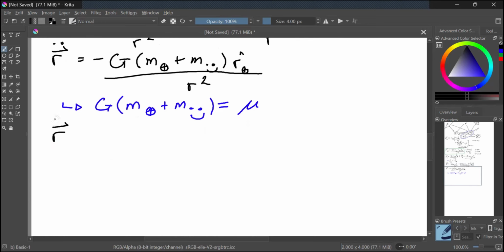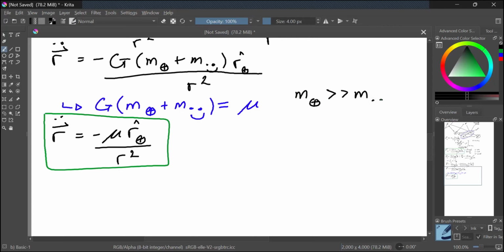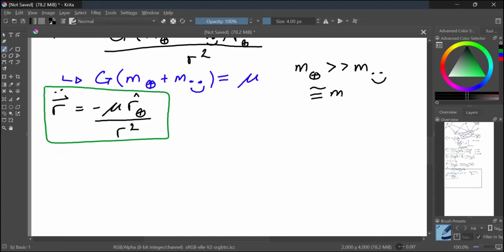So then our acceleration becomes minus mu r hat over r squared. And this works as our total acceleration, especially since the mass of the Earth is so very much larger than the mass of our satellite. So we can effectively just say that it is just the mass. We don't even have to take into account the satellite mass, really, because it is so much smaller than the Earth.